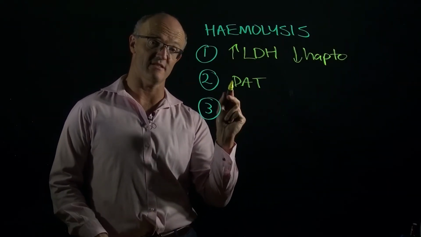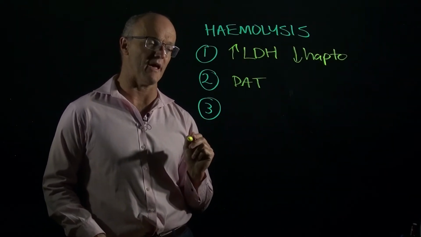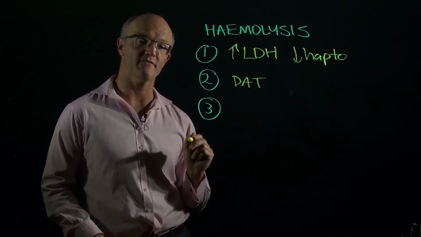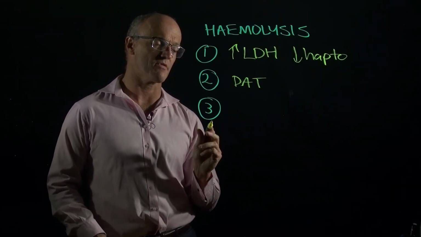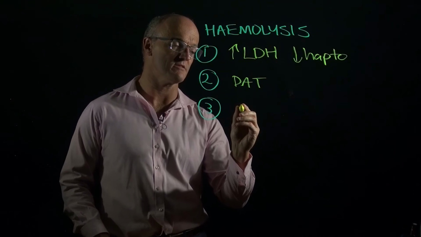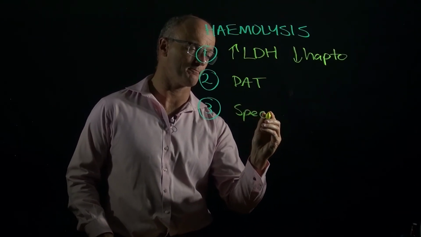If the Coombs test is negative, you will need a combination of history and blood film analysis to determine the cause. Step 3 really is, what is the specific cause?